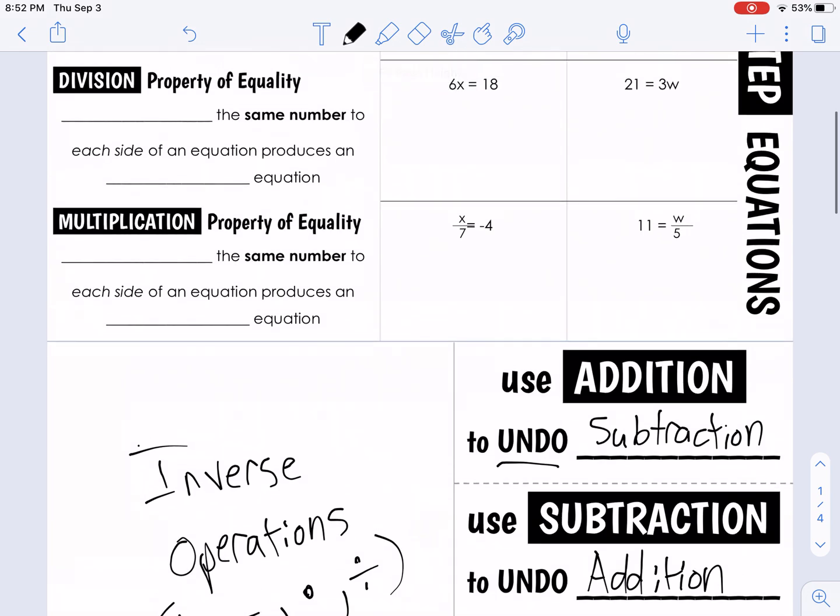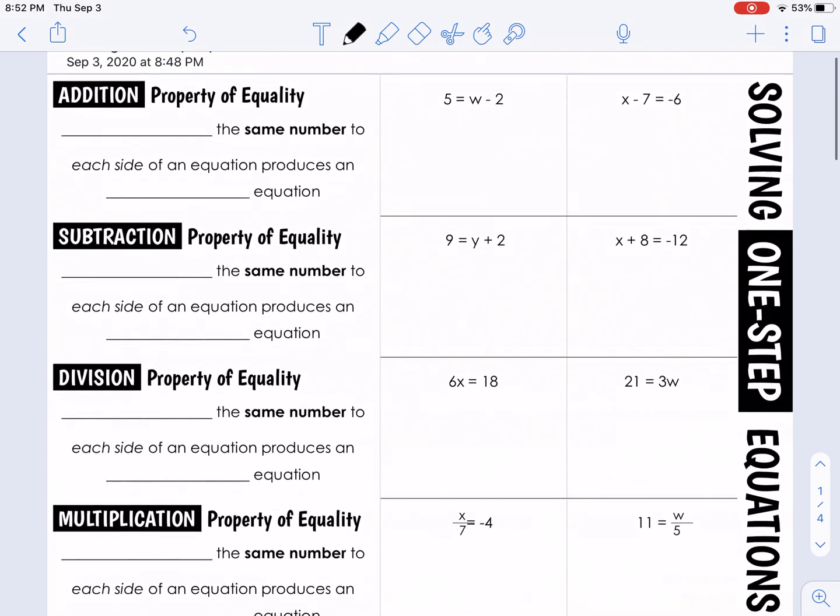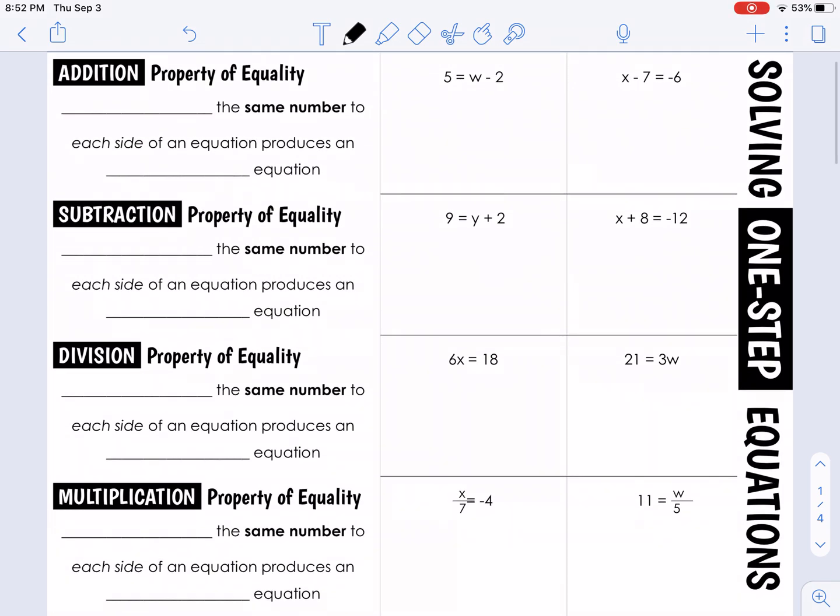Now let's go back up here and use what we have learned to help us with the next part, which is talking about properties of equality. We're going to add to the properties of equality later on when we get into algebraic proofs, but it doesn't hurt to have a general understanding now. The addition property of equality says we can add the same number to each side of an equation and it produces an equivalent equation.